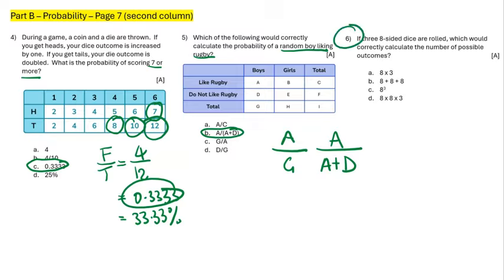And then the last multi-choice question, question number 6. If a 3-sided dice is rolled, which would correctly calculate the number of possible unique outcomes. So when you're finding outcomes, kind of like this one here, we had 2 times 6, which gave us 12. You just multiply the outcomes of each single outcome. So dice number 1 would have had 8 outcomes, dice number 2 would have had 8 outcomes, and dice number 3 also would have had 8 outcomes. So we're actually going to multiply all the 8s together to find the possibilities.